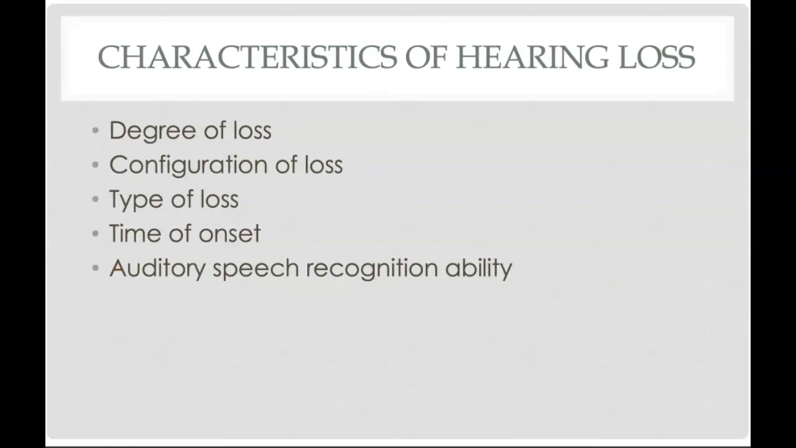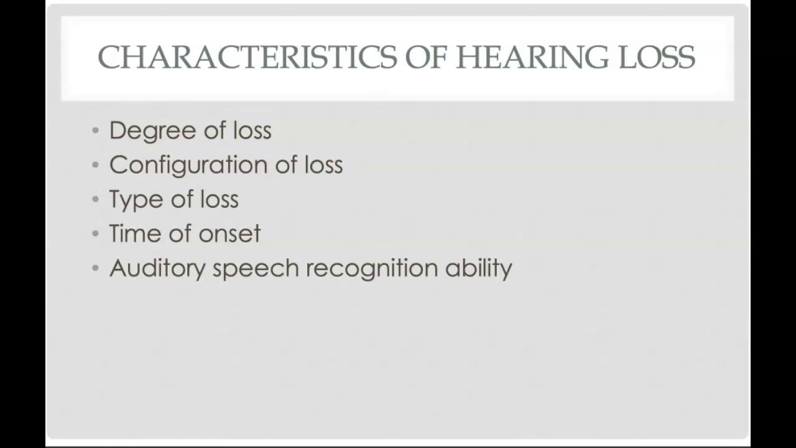So these are some things that are important about the hearing loss: the degree, or how much hearing loss. We know the more hearing loss somebody has, the poorer their ability to understand speech, the more physiologic damage that has occurred. Individuals with more severe hearing impairment require different types of activities: the configuration, the type of loss, the time of onset, and then the speech recognition ability.